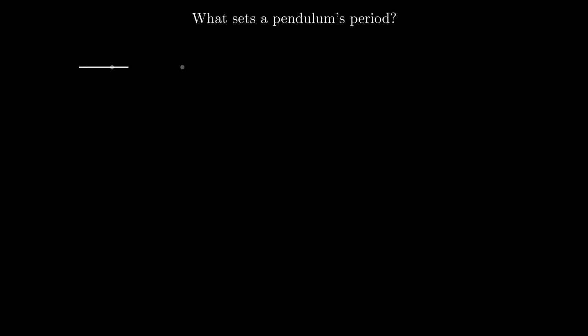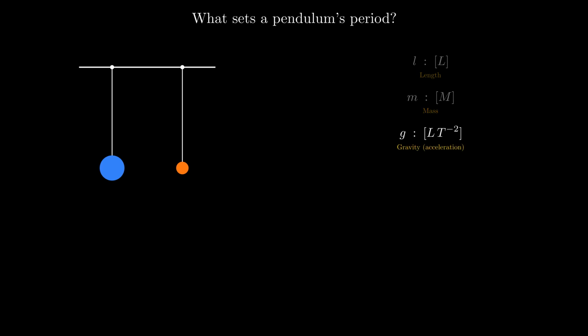What sets a pendulum's period? Let's list the quantities that might matter. First, the length, capital L, with dimension length. Next, the mass, m, with dimension mass. Then gravity, g, the acceleration, with dimensions of length over time squared. And finally, the swing amplitude, theta naught, which is an angle, a pure number with no dimensions.